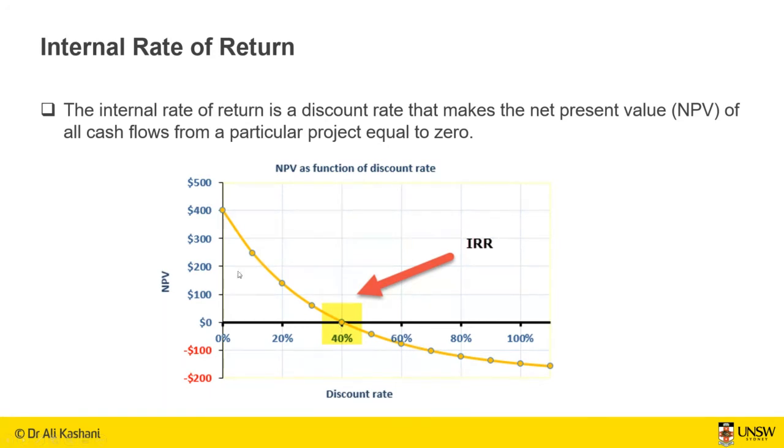So in this project, your internal rate of return is going to be this 40%. Any discount rate below this internal rate of return, which is 40%, means that your project is going to be profitable.